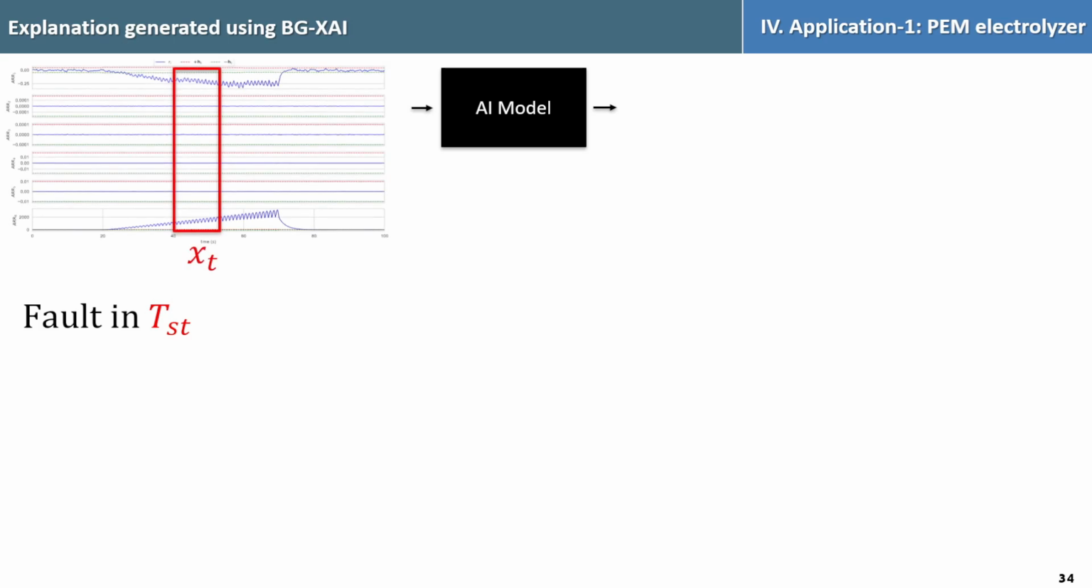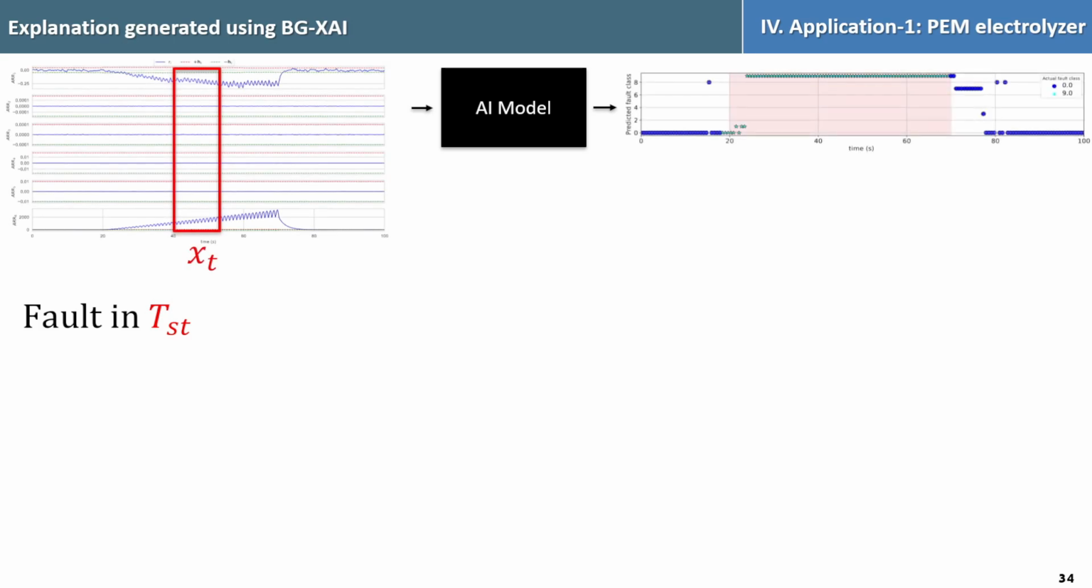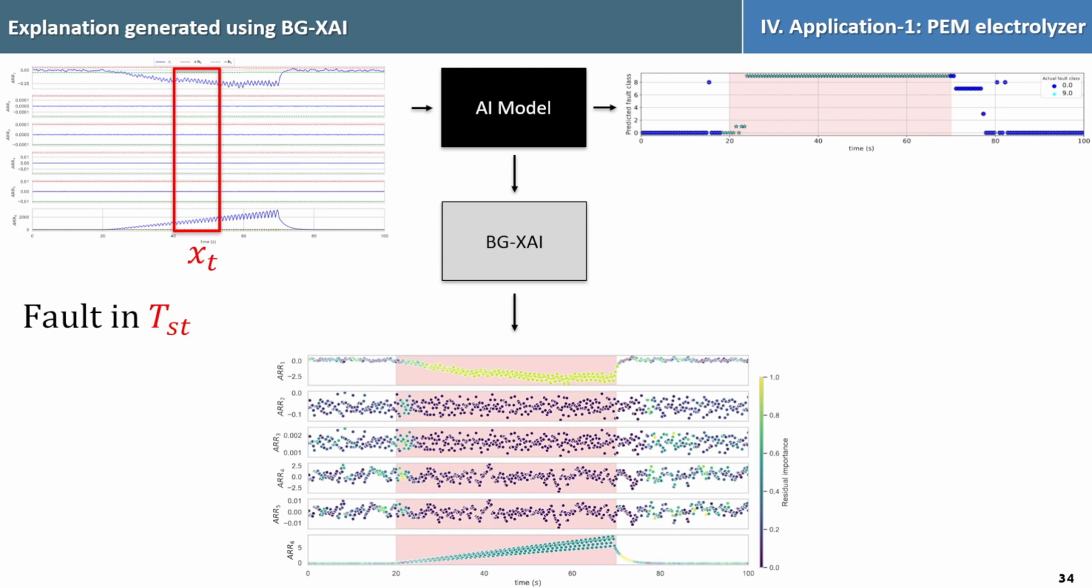We used the BGXAI method to explain the temperature sensor fault. The AI model predicts the fault type correctly. Not satisfied with just the prediction, we employ the BGXAI module to get more detailed insight. We find that during the fault, ARR1 and ARR6 are given more importance by the AI model. Before the fault, on the left side of the pink region, all residuals have similar importance.